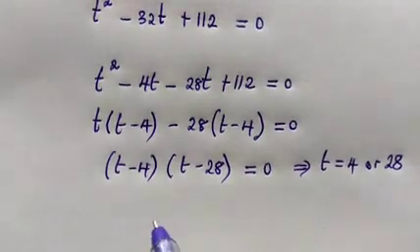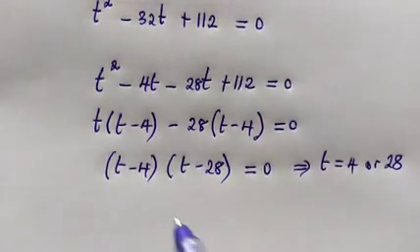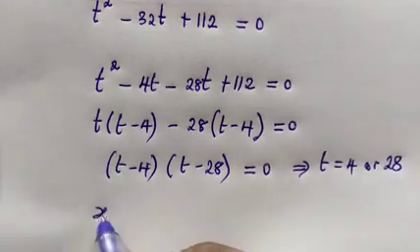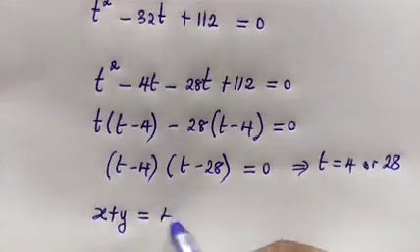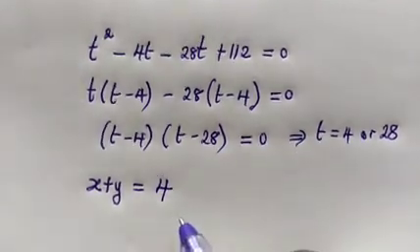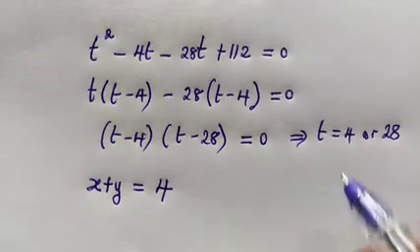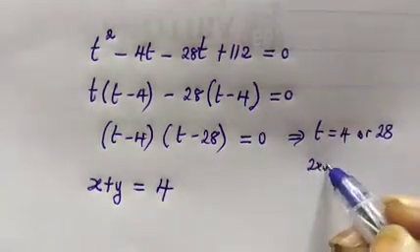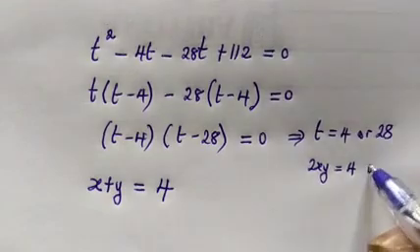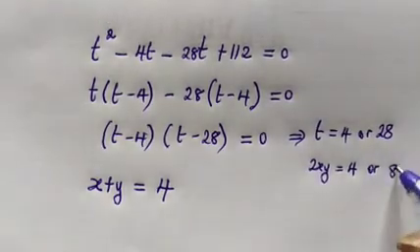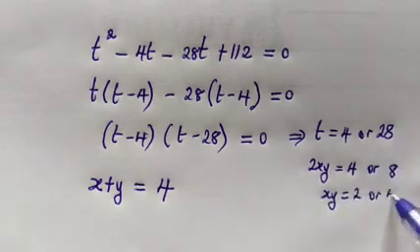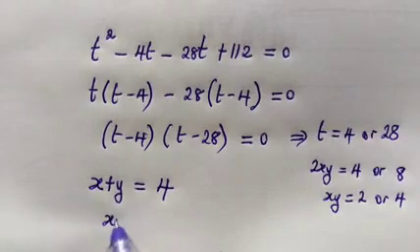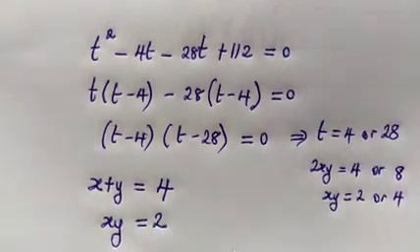Okay, now let us recall that x plus y is equal to 4, right? Remember that t is equal to 2xy, right? So if t is equal to 2xy, then we get 2xy is equal to 4 or 2xy is equal to 8. So divide both sides by 2, we get xy is equal to 2 or 4. So therefore we have xy is equal to 2 for this part.